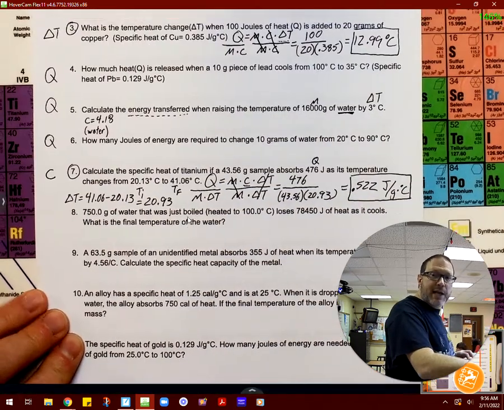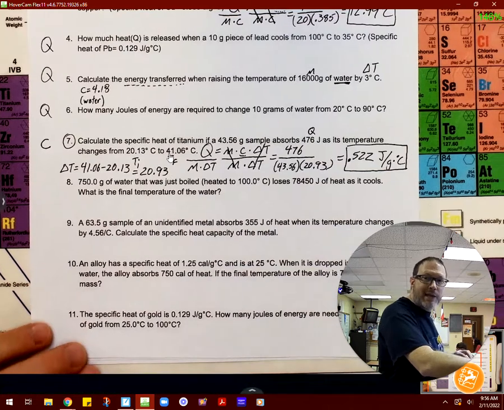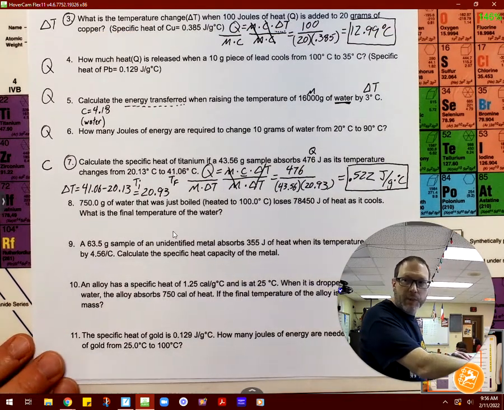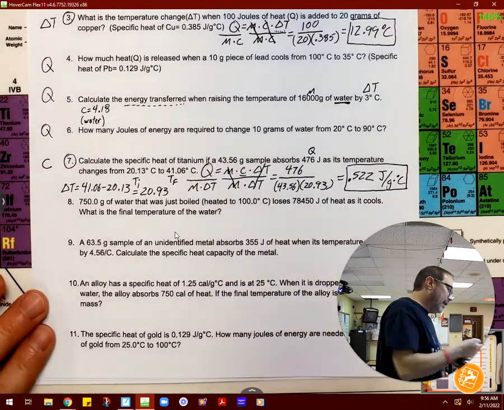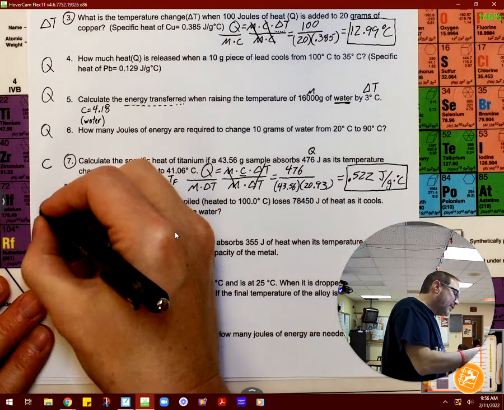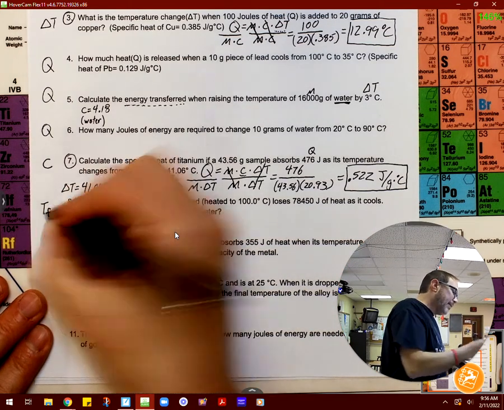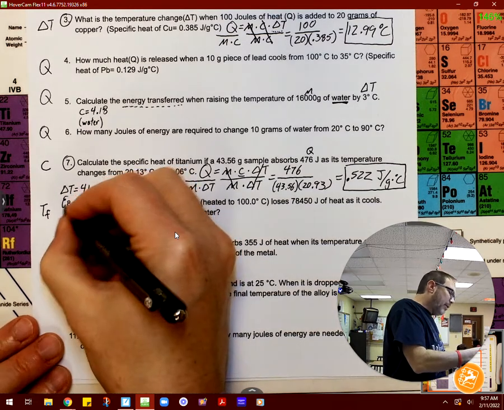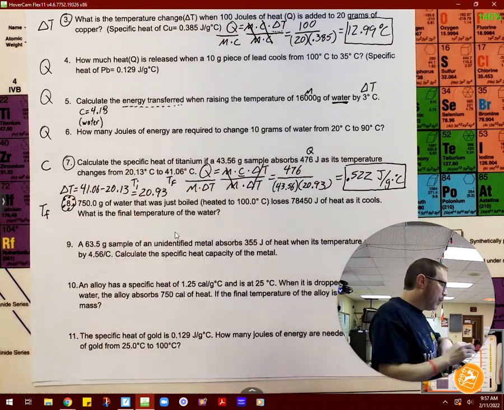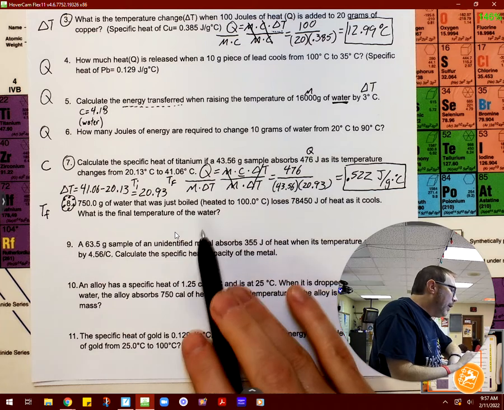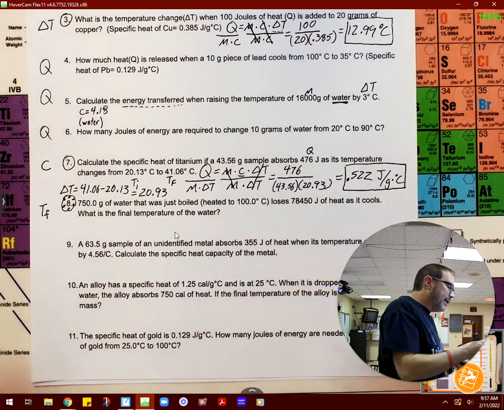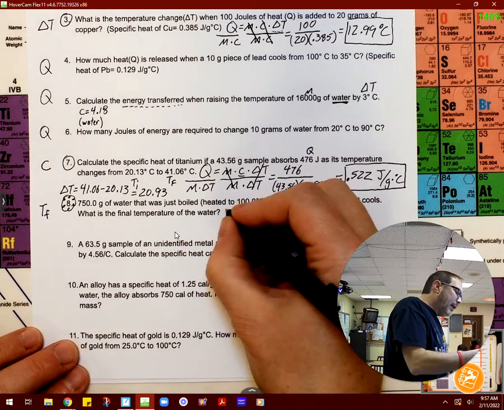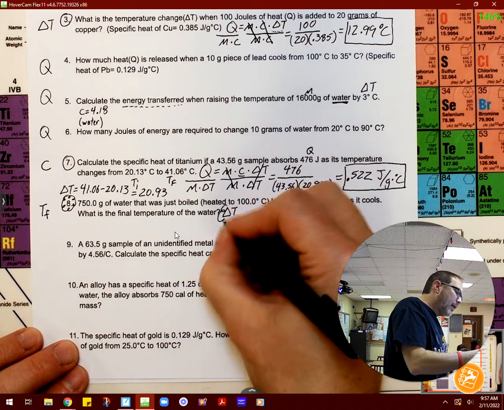Okay, let's look at the last few. Number 8, what does it want us to find? What is the final temperature of the? That's interesting. So we're looking for TF this time. So number 8 is going to be a little bit of a tricky one. I'll kind of put a little cloud around that. We're not going to work it, but the way I'd work this, first of all, is I'm going to try and find my delta T.